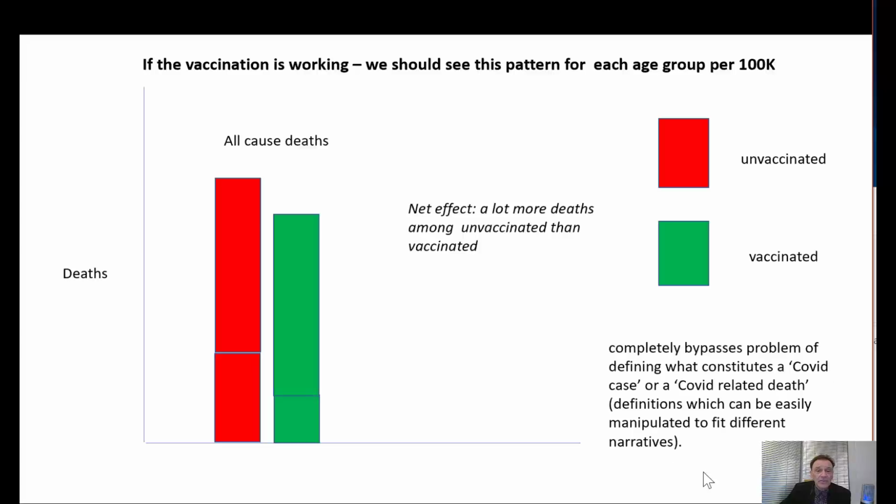Now, the beauty of this approach is that it completely bypasses the problem of defining what constitutes a COVID case or a COVID-related death. And as we've seen, these definitions can be easily manipulated to fit different narratives. So what we're interested in is comparing all-cause mortality. And we'd expect to see this kind of scenario if the vaccine is effective.